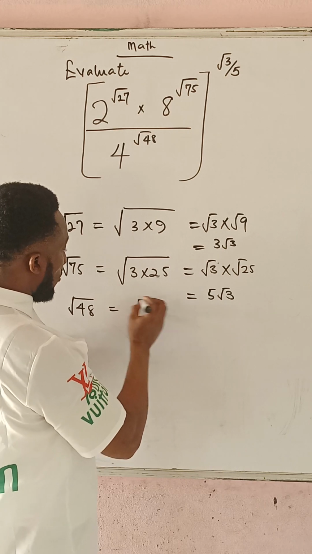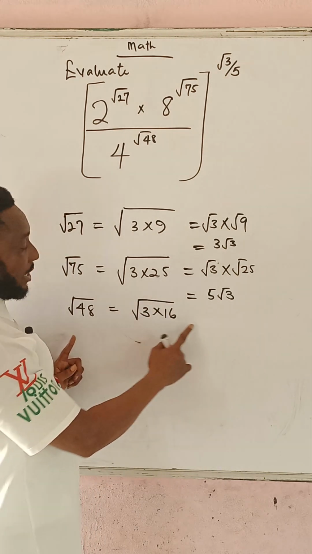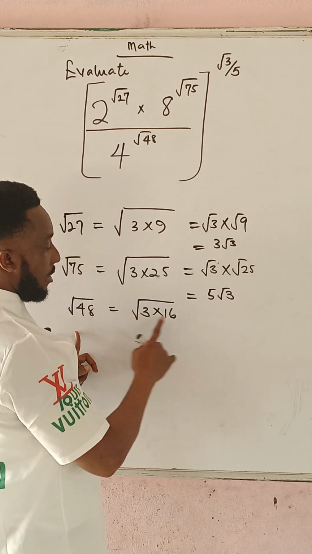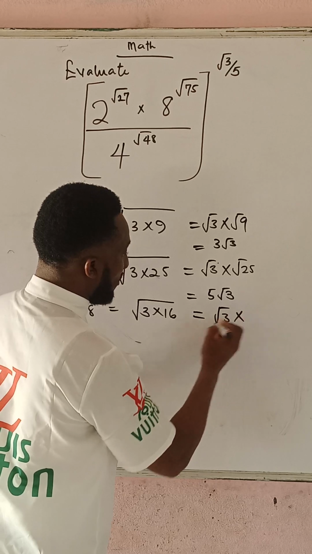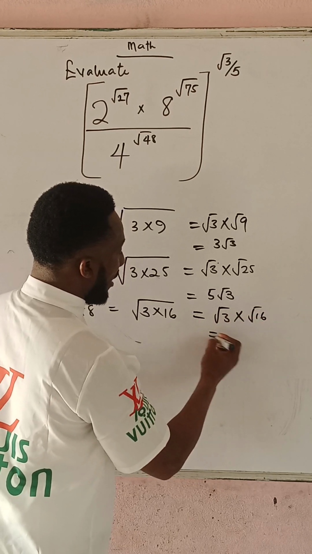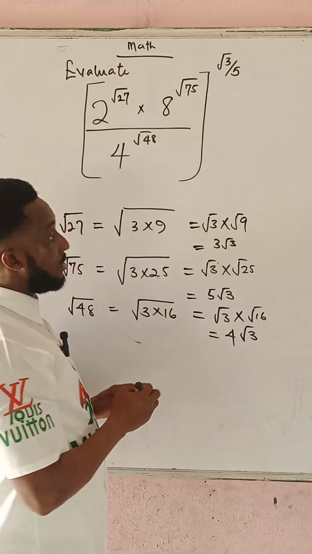Last but not least, the radical 48 can be broken down into the square root of 3 and 16. 3 multiplied by 16 is 48, and 16 is a square number. So this is going to be the square root of 3 multiplied by the square root of 16, and that will give us 4 multiplied by root 3.